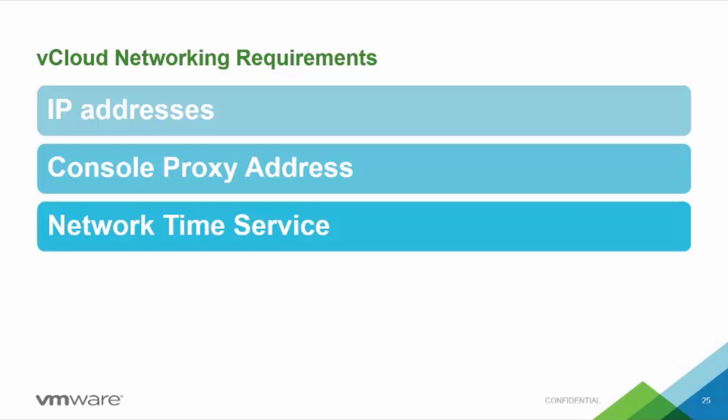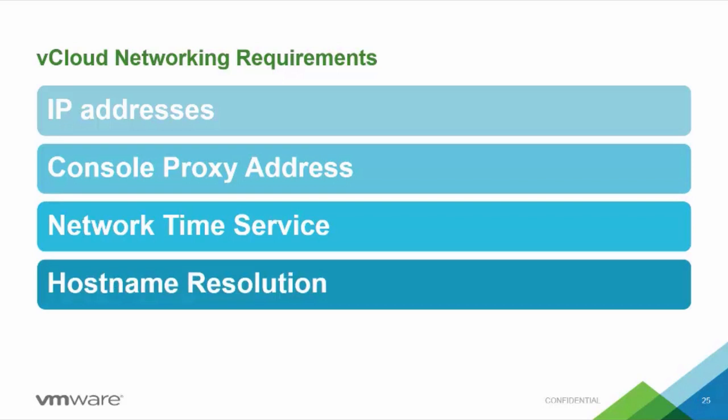So this would be something like NTP, and our recommendation is that we have all sources, so we have vCenter, vCloud, ESXi and the underlying database, on the same NTP source. And the maximum drift we allow here is 10 seconds, but again, this would be recommended to keep lower. Hostname resolution is also another requirement that we'd have.